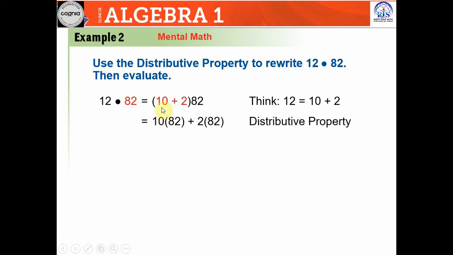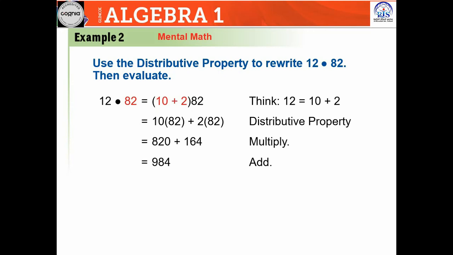Then I multiply 82 by 10 and 82 by 2. This is what, distributive property. Then I multiply: 820 plus 164. Then I add, I get 984.